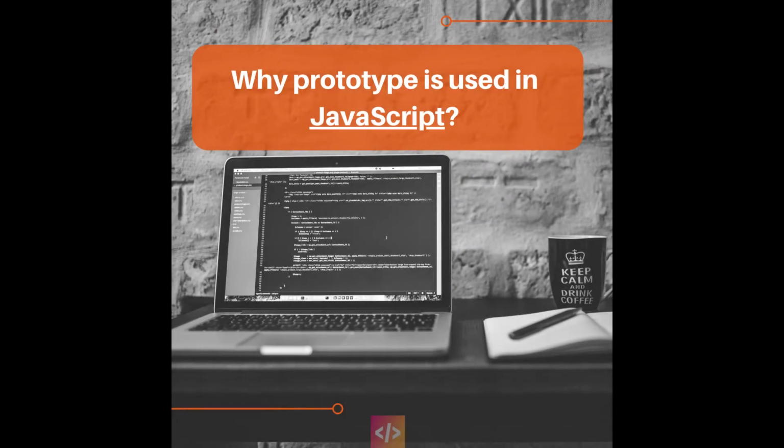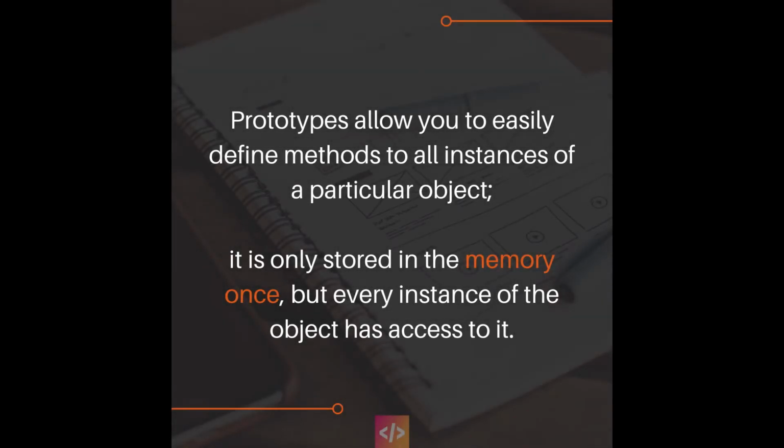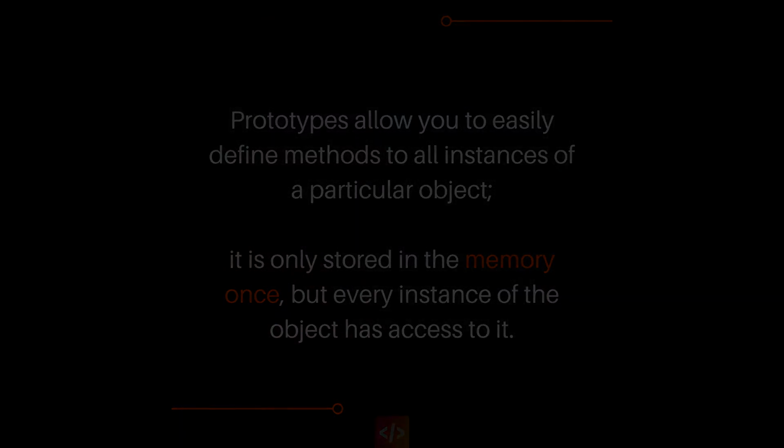So, why is prototype used in JavaScript? Prototypes allow us to easily define methods to all instances of a particular object. You can look at it as a model. You create a model around a particular function and define the properties of that model, which is accessible to the next model which is associated to it. Why this becomes useful is because these functions or properties are stored in the memory once, and every instance of this object can have access to this.